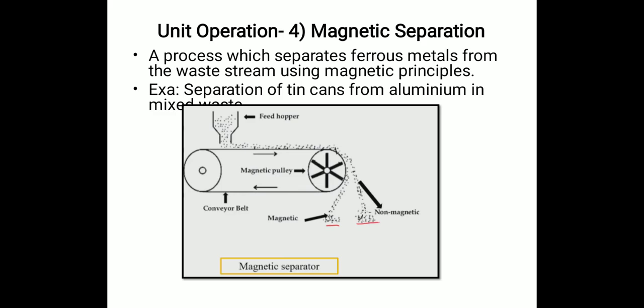The figure shows the feed coming from a feed hopper, where we provide the waste stream, and the conveyor belt is moving in a circular manner, while by using a magnet we can attract or catch the magnetic material into another stream, while non-magnetic material is collected in another part, so that we can easily separate magnetic material from the waste stream.